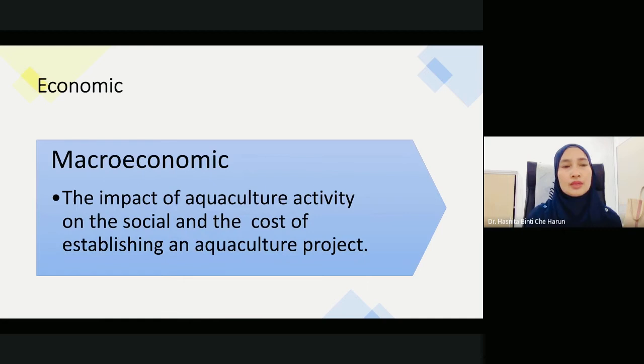And you have another part of economics, which is microeconomic, the broad spectrum of the economics, because you have to analyze the impact of aquaculture activities, especially on the social. So the benefits that society could have from this activity, as well as the cost of establishing an aquaculture project. So it also involves producing policy related to aquaculture.